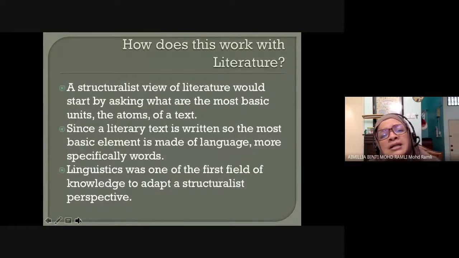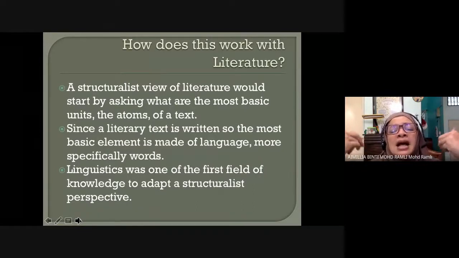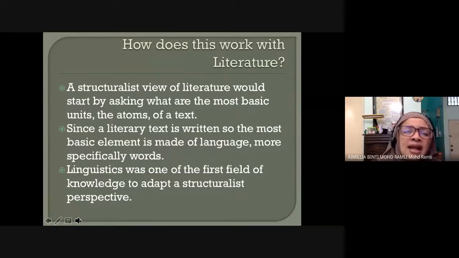So how does this work with literature? A structuralist view of literature would be asking what are the main basic units of a text and what are its atoms. Atoms are the most basic structure of anything. But for literature, this basic structure is represented by words, words that appear in any language. Okay? So obviously a literary text is written in the form of words.